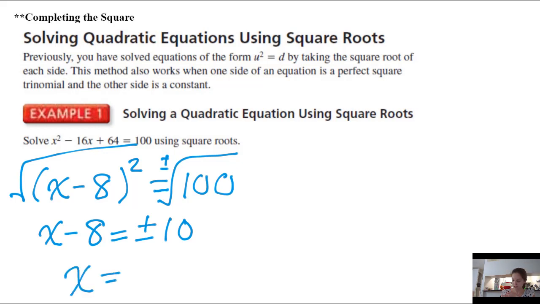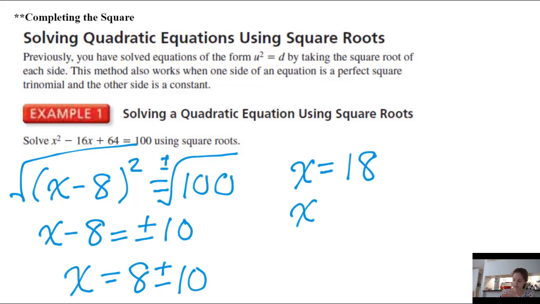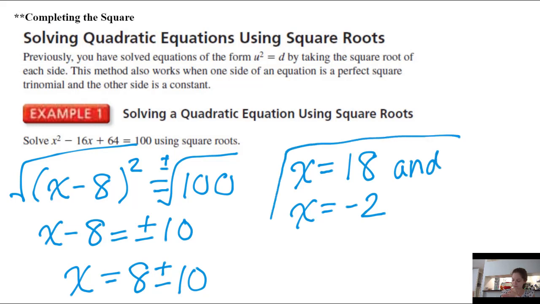x equals 8 plus or minus 10. So x equals, what's 8 plus 10? It's 18. And x equals 8 minus 10, which is -2. So I can write that those are the two solutions.